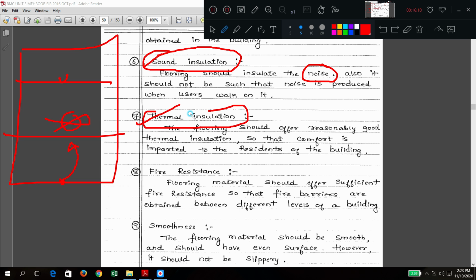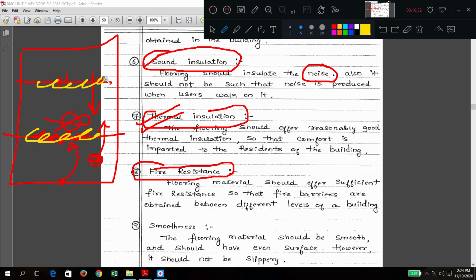Thermal insulation means what? The temperature in this room should not easily come here. So the heat and temperature in this room should not come here. This floor and this floor should be thermally insulated. That is the meaning. You should not allow the heat to pass. Fire resistance means what? The flooring material you are using should be very good in resisting fire. It should not catch fire easily.